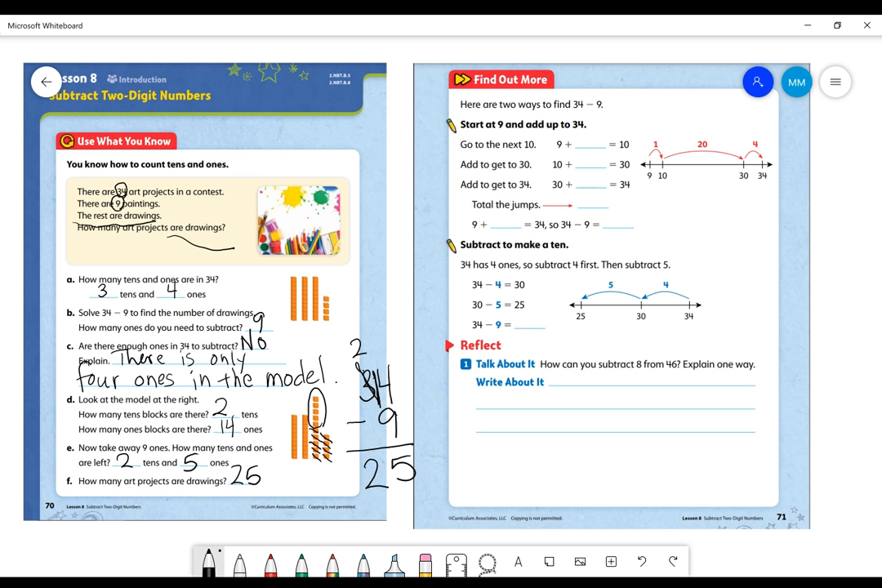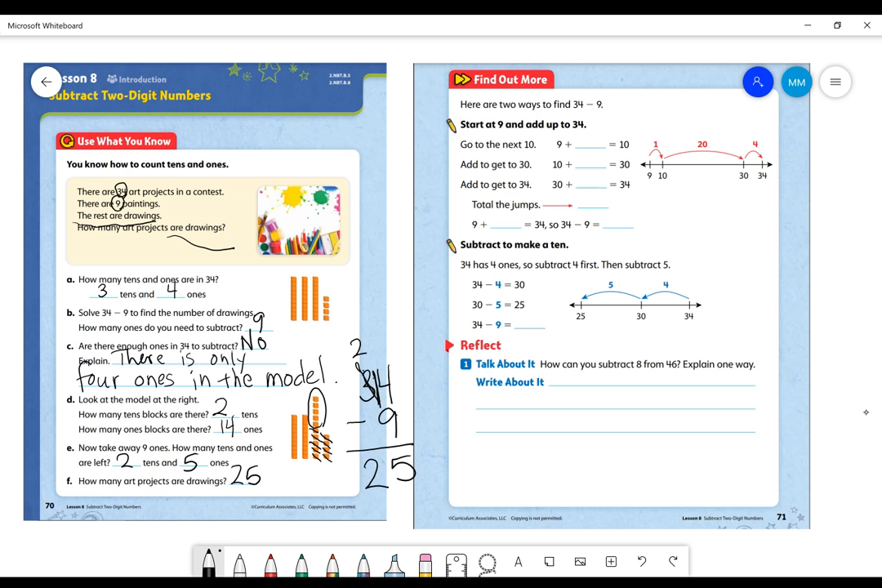So just like when we were talking about mental math strategies, we can add to subtract. So what that means is if I have 34 minus 9, what I can do is start with 9 and add to 34 to find that missing part, the part that I would add with 9 to make 34. But we don't have enough fingers to pound and count, right? So we can use an open number line. It says to start at 9 and add up to 34.